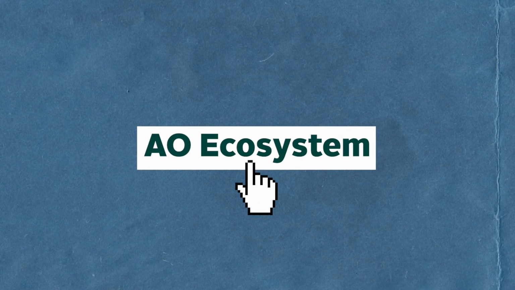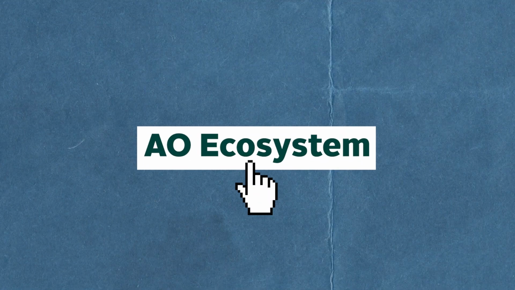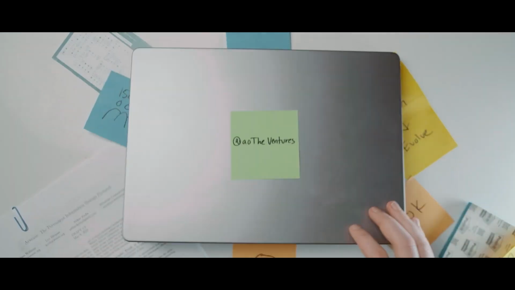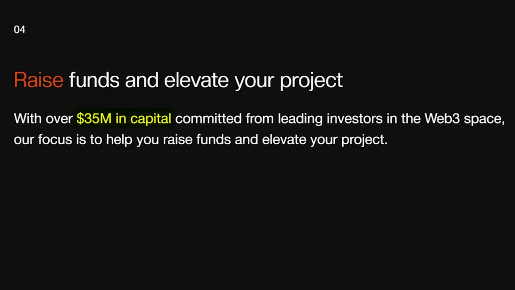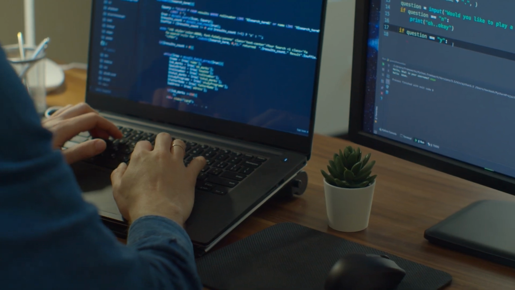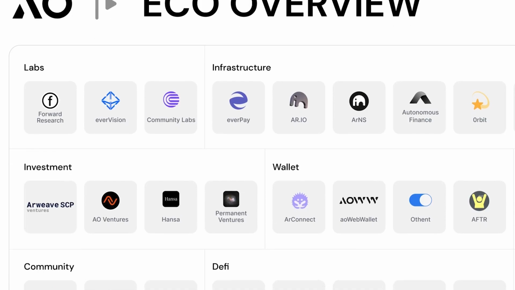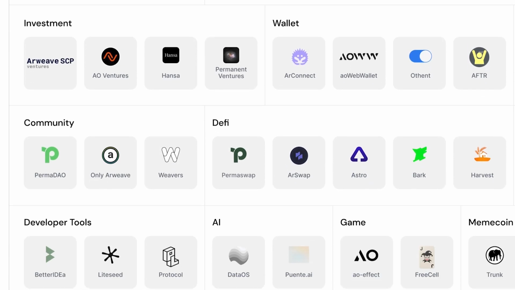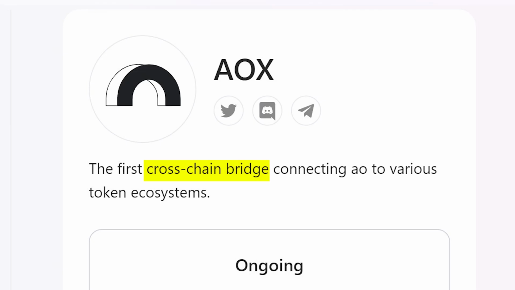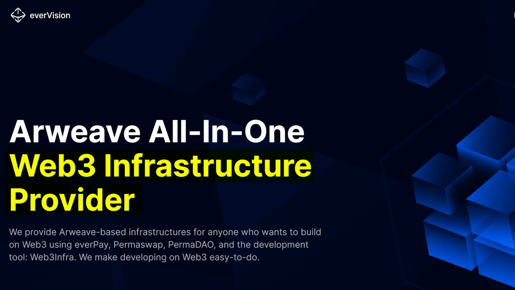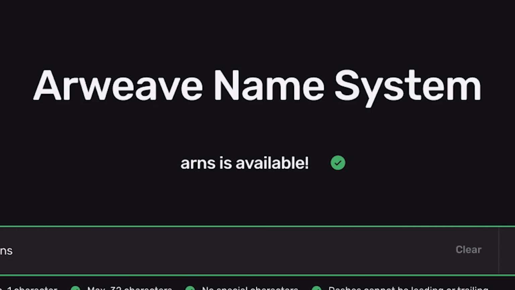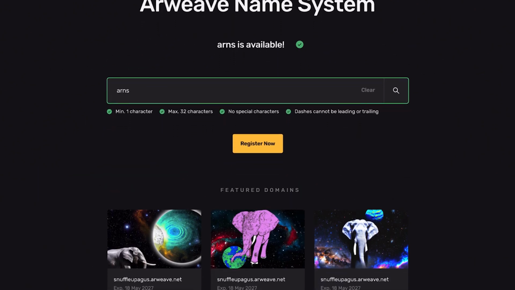It might still be early days, but many teams are already starting to build on AO. The network has already announced the launch of AO Ventures, an incubator offering 35 million in venture capital funding to support developers building in the ecosystem. Among some of the projects that are already launching on AO is AOX, a cross-chain bridge for multi-chain assets, Evervision, which is a Web3 infrastructure provider, and ARNS, the domain name system on AO.